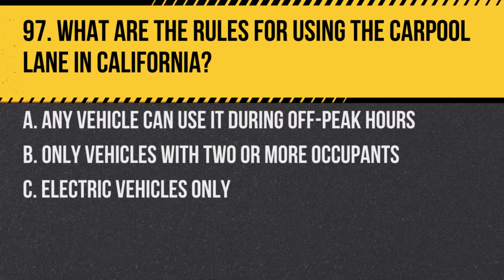Question 97. What are the rules for using the carpool lane in California? A. Any vehicle can use it during off-peak hours. B. Only vehicles with 2 or more occupants. C. Electric vehicles only. Answer: B. Only vehicles with 2 or more occupants. In California, carpool lanes are reserved for vehicles with at least 2 occupants to promote ride-sharing and reduce congestion.